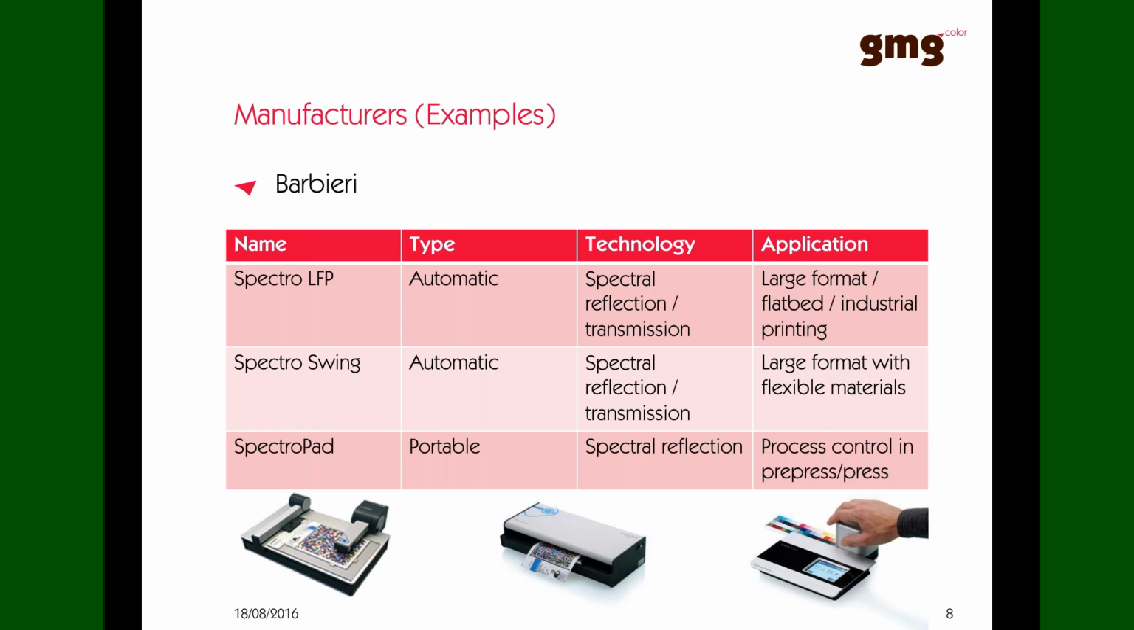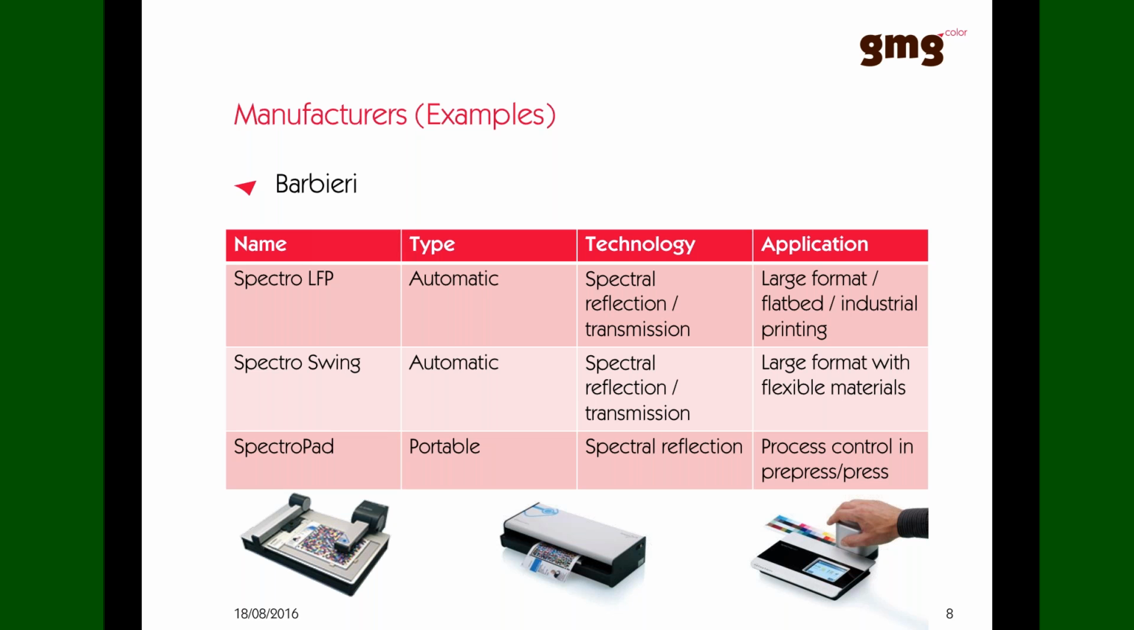Then they have also the SpectroSwing. The SpectroSwing also is able to measure the spectral reflection and also in transmission mode. And it's mainly used also in large format, but only with flexible materials. So on the Spectro LFP, you can also use thicker materials. On the SpectroSwing, which you see in the middle on the downside, you mainly measure flexible materials, for example, paper or stuff like that.